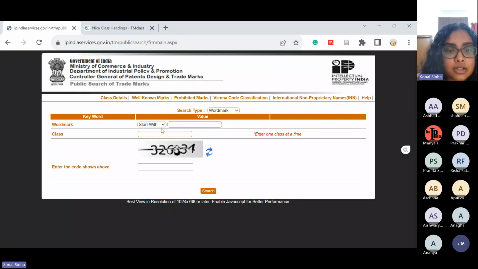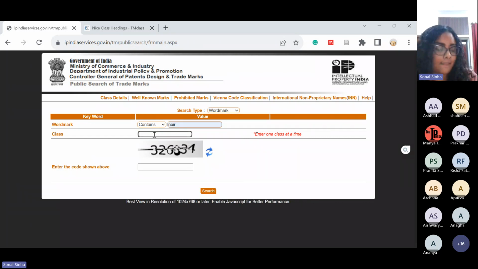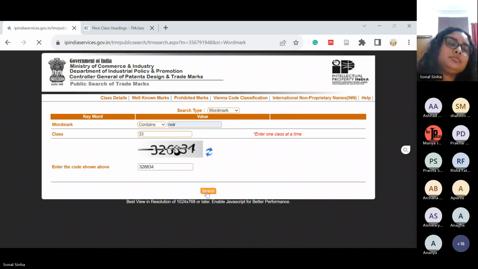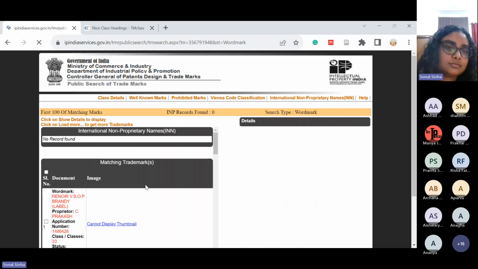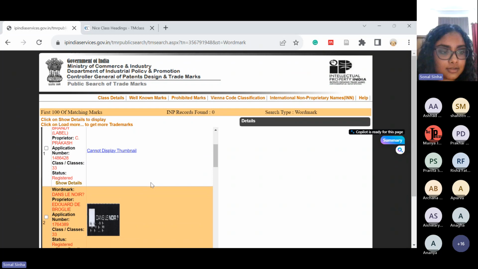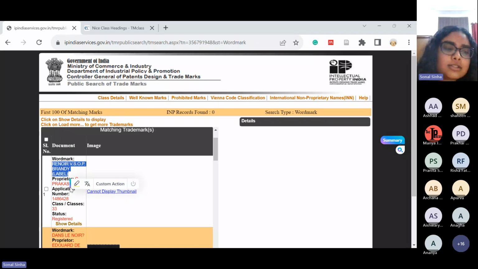So this is word mark. And then we go to contain search. And then we'll just put in Noir, and the primary class 33. I always get these wrong, so please excuse me. Great. So now we have this, right? This seems to be similar, and this is registered, so we'll pick that. Renault, this does not seem that similar and that conflicting, but then again.